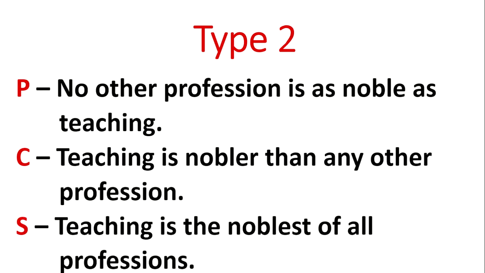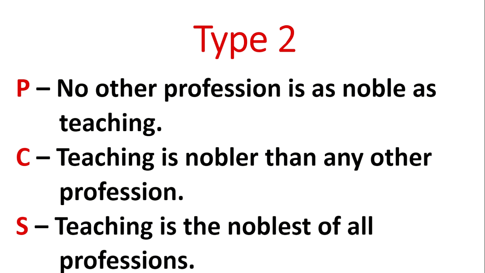The first one is the positive degree. I have applied the rule here. No other profession is as noble as teaching. So now how could you change this positive degree into comparative? The rule here is you have to add adjective plus er, then any other. Look at the comparative sentence here: Teaching is nobler than any other profession. We have applied the rule, nobler than any other.